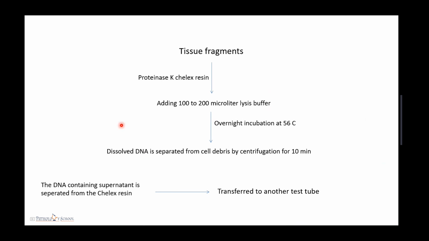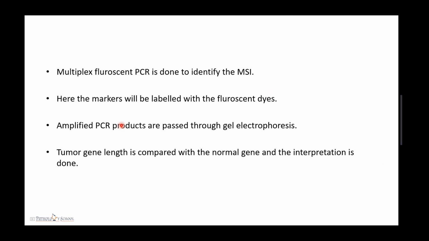Now see, you take tissue fragments and apply proteinase K-Chelex resin. Now you add 100 to 200 microliters of lysis buffer. You put it for overnight incubation at 56 degrees centigrade. Now the dissolved DNA is separated from the cell debris by centrifugation for 10 minutes. The DNA containing supernatant is separated from the Chelex resin and transferred to another tube. Multiplex fluorescent PCR is done to identify the MSI. Markers will be labeled with fluorescent dyes. PCR products are passed through gel electrophoresis, and the tumor gene length is compared with the normal gene and interpretation is done.